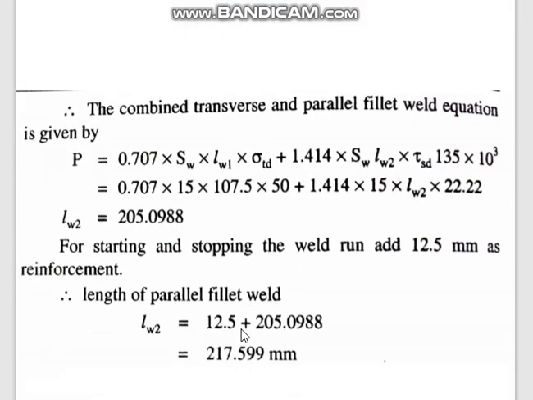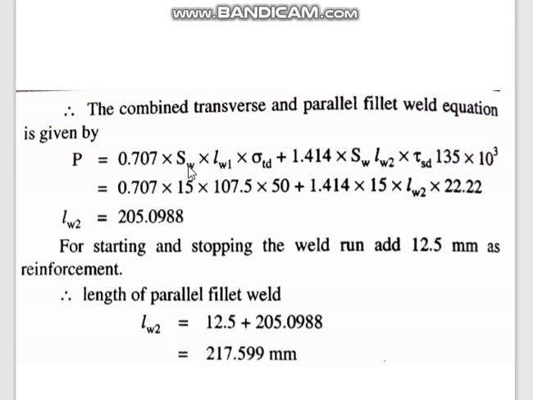For combined transverse and fillet weld, we have an equation. One transverse weld strength is this, and two fillet welds strength is this. This is 0.707 into SW into LW1 into sigma d, plus 1.414 into SW into LW2 into tau d. See, this LW2 is the summation of the up and down welds both. And I don't know what this 135 is. This should not be there, cut it off.